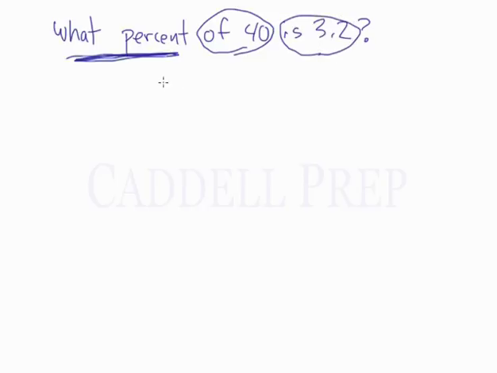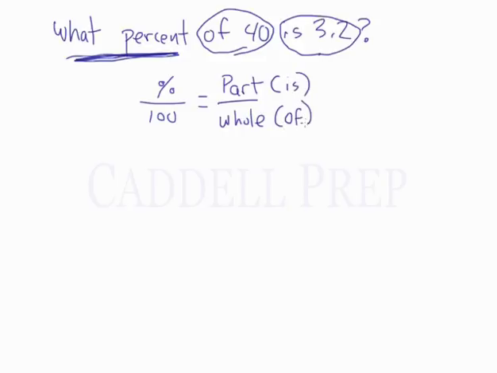So let's write our formula. Percent over 100 equals part over whole, and of course the part is the is, and the whole is often referred to by the of. Alright, now we're just going to fill in this formula. What percent? So this is what we're looking for. So that's the unknown. So we have x over 100 equals part over whole, is over of. So is 3.2. This goes here. Of goes in the bottom, of 40.